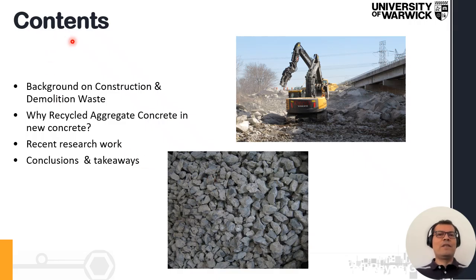These are the contents of the presentation. First, I'm going to introduce a bit of the background on construction and demolition waste. Then, obviously, we have to ask ourselves, why do we want to use recycled aggregate concrete in new concrete? And then we're going to spend some time looking at the recent research work we have been doing, to eventually reach the conclusions and the main takeaways from this presentation.